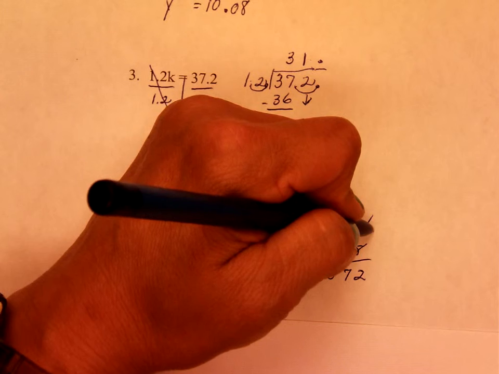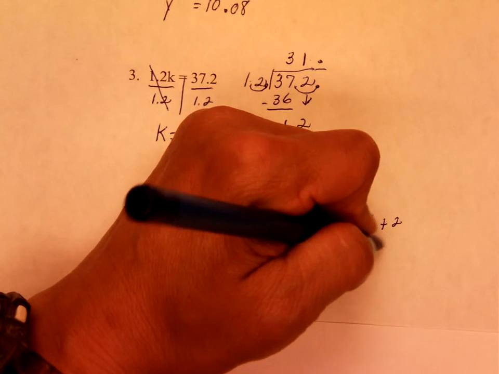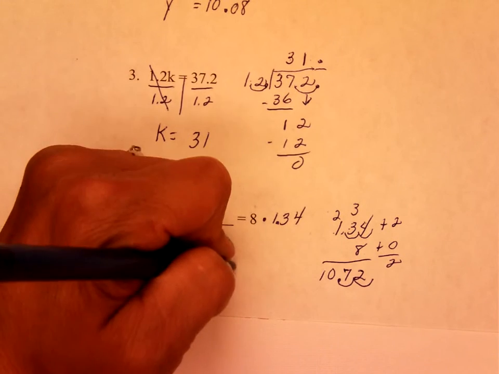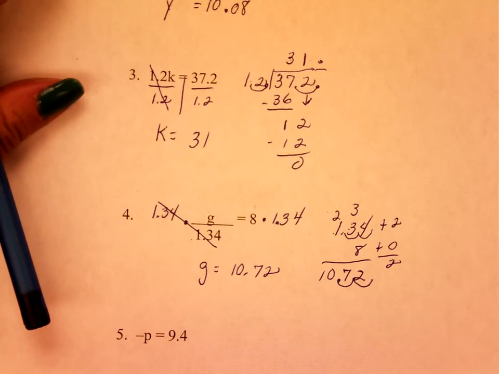Remember, you have to count your decimal. How many times it jumps is plus 2. This is plus 0, total is 2. Jump over twice. So g is equal to 10.72. Here's your last example.